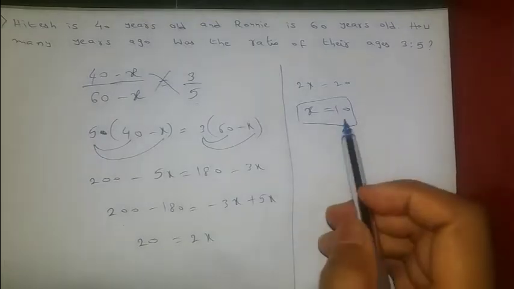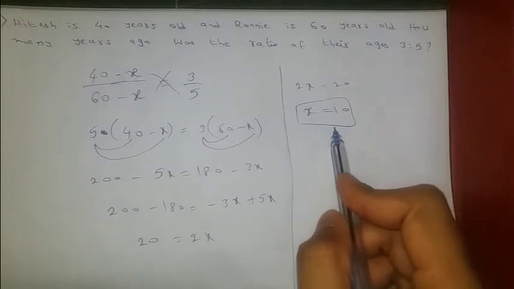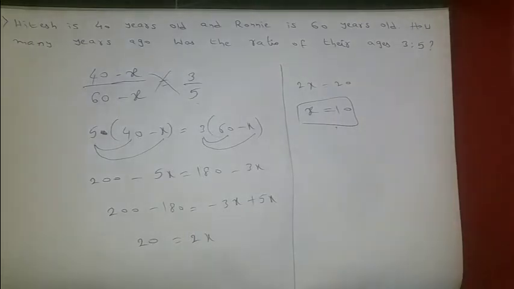It means 10 years ago their ages ratio was 3:5. Let's move to next question.